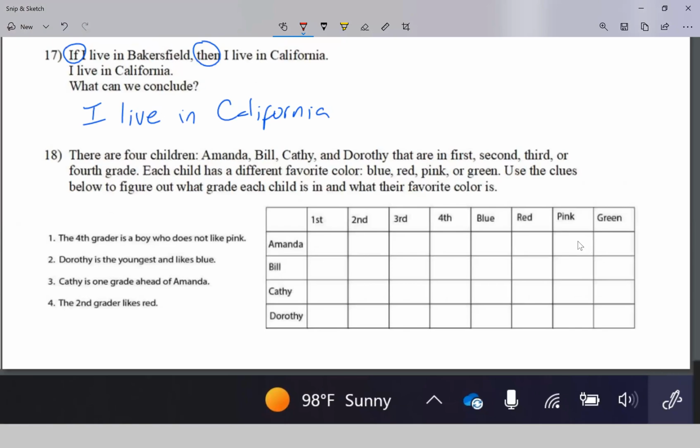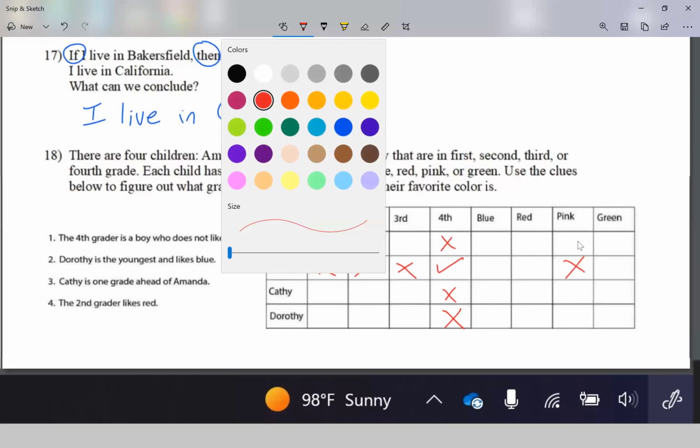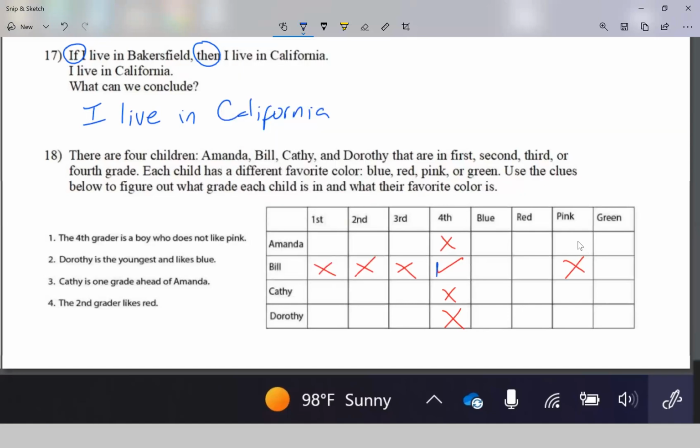So I'm just going to say, okay, Bill is a 4th grader. So he's not a 3rd grader. He's not a 2nd grader. He's not a 1st grader. He's a 4th grader. And for that one, I already know that Amanda's not a 4th grader. Kathy's not a 4th grader. And Dorothy's not a 4th grader. All right, the 4th grader is a boy that does not like pink. Okay, so I don't know which color Bill likes, but it is not pink. Let me do with blue that check mark. Okay, I found out Bill is a 4th grader.